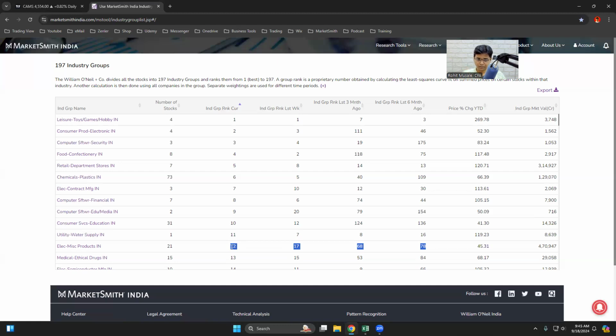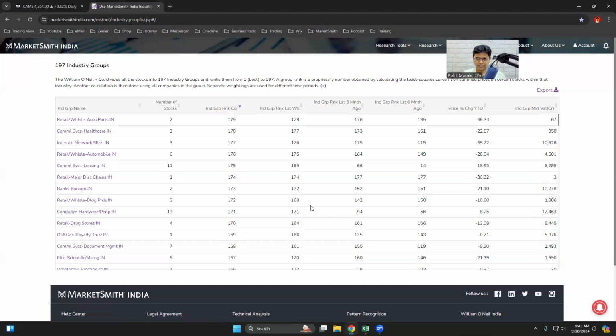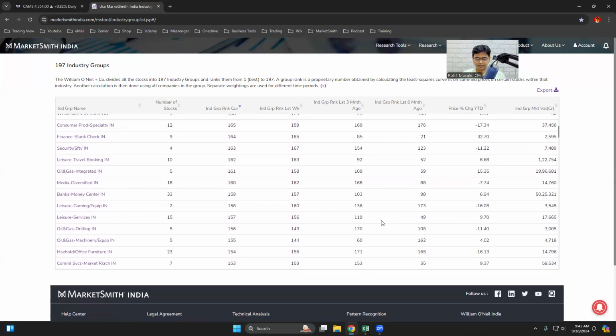Now, let us look at industry groups which have not done well. So, for example, let's look at this. See, 15 stocks in the leisure services industry. Market capitalization is not great. Or let's take this one. This is huge market capitalization. Banking sector. Banks, money center. The banking sector in India, huge market capitalization. Look, 6 months ago, the industry rank was 98. This itself is a poor industry rank. It's not in the top 40.